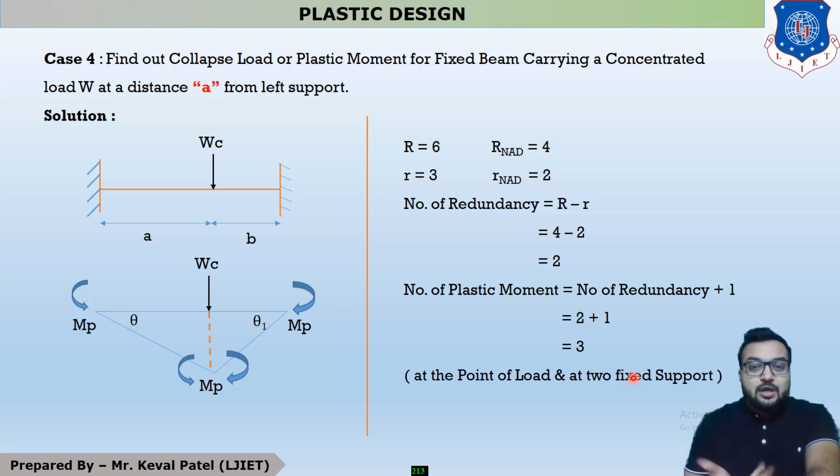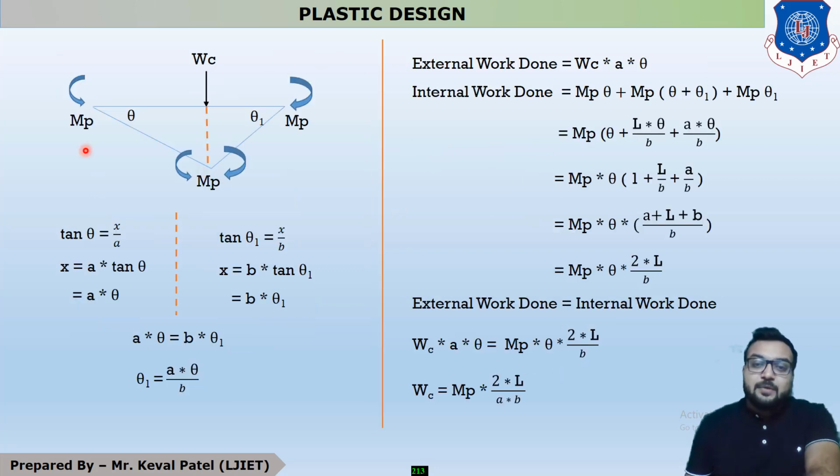Now we are moving further to step number 3, which is the kinematic method, in which you have to find out the external force, or it is also called the external work done, and the internal work done. Okay, so now for step number 3, first of all we have to find out the external work done. So for external work done, you have to draw some deflection shape. Okay, now for the fixed beam, you can see that this is your point load, and this point load is considered as your collapse load, and this collapse load is acting at a distance of small a from the left support.